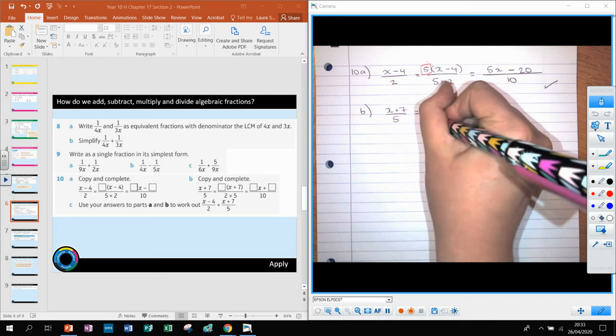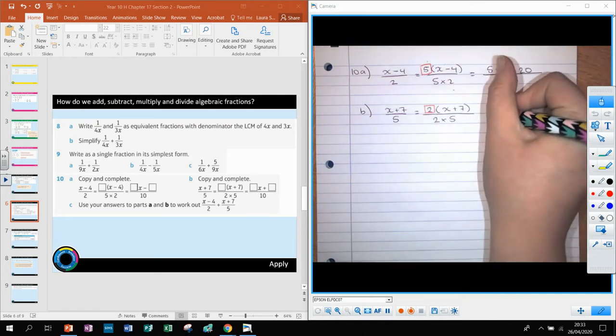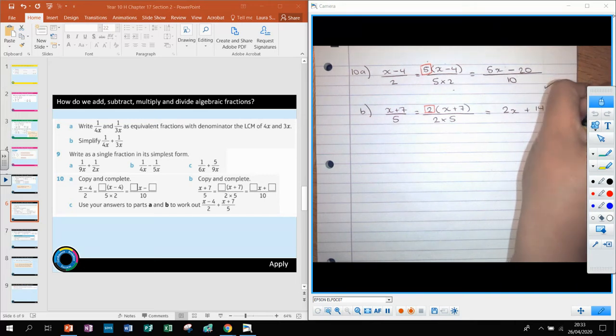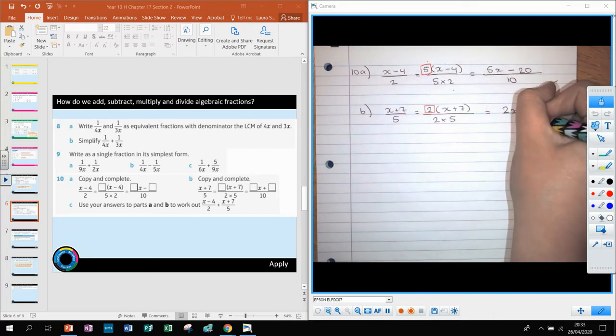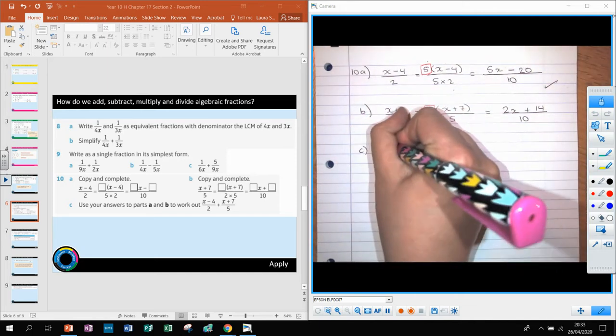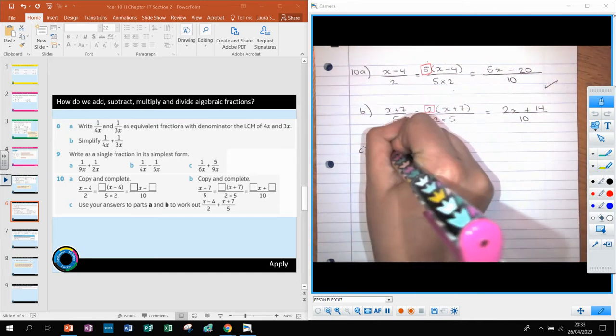All over, they said 2 times 5. When we expand, that's going to give us 2x plus 14 all over 10. Okay? Then it says use your answers to part A and B to work that out. Well, we've already made the denominators the same, so let's use our new versions to add them together. That would be, for part C, 5x minus 20 over 10.